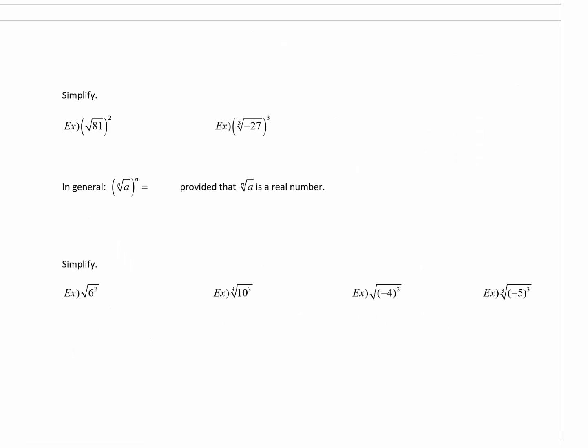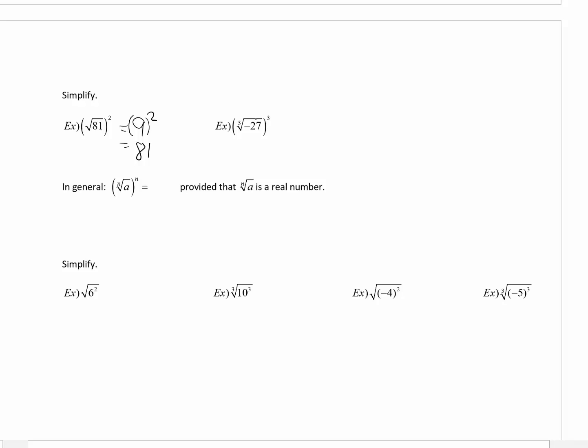Okay, let's take a look at these next two examples then. So I'm going to take the square root of 81 and square it. Well, order of operations tells me I'm going to simplify what's inside the parentheses first. The square root of 81 is 9, because 9 times 9 is 81. I now take 9 squared, which is equal to 81. Well, my answer is exactly the same thing as the number under the radical.